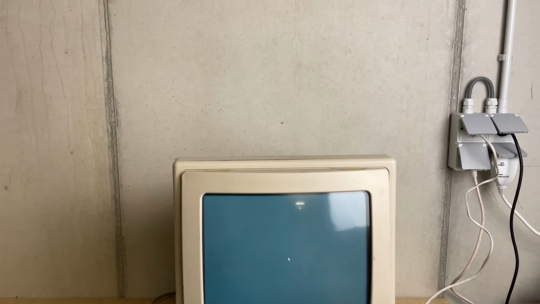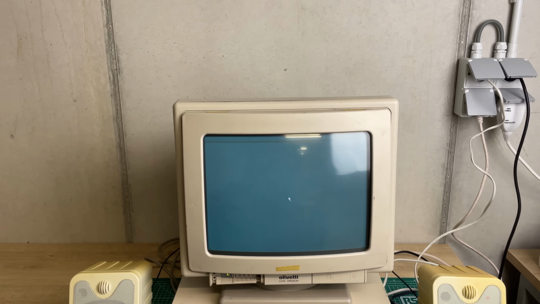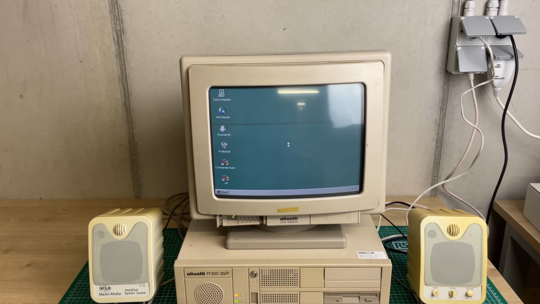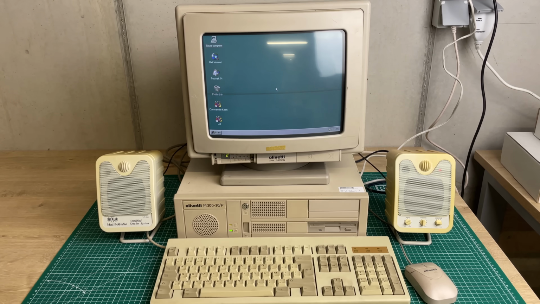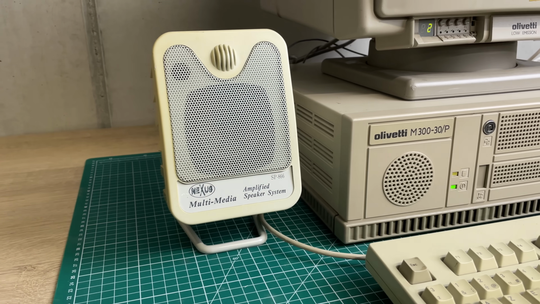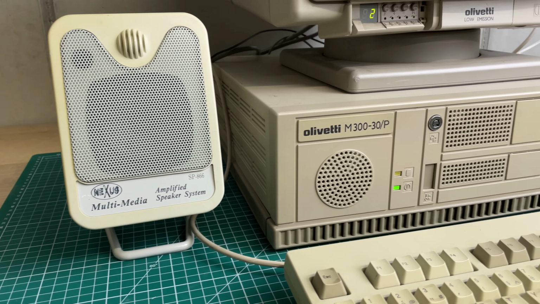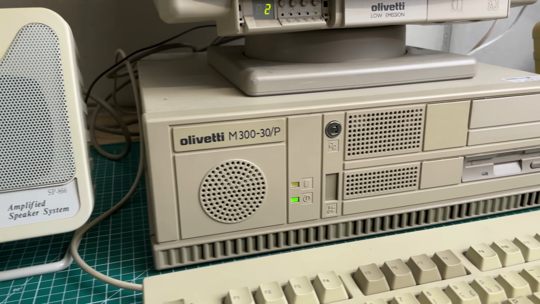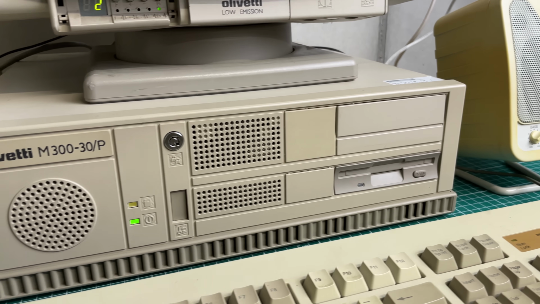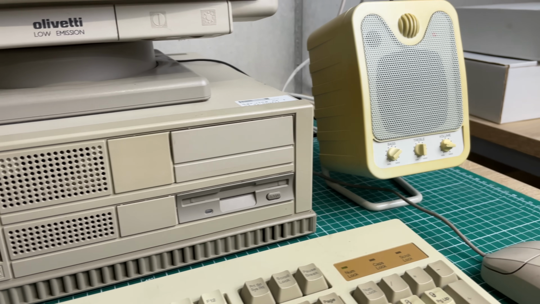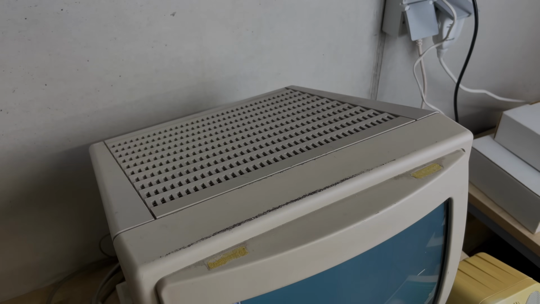In this video we're going to be taking a look at this Olivetti desktop computer, the Olivetti M300-30. Now this computer is not my computer, it's a computer from one of my subscribers who asked me if I would be interested in making a video on it, and obviously I did.